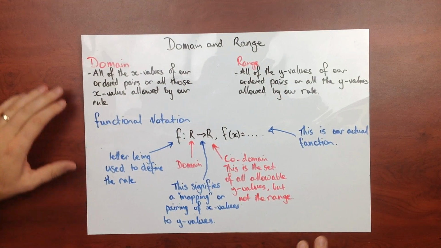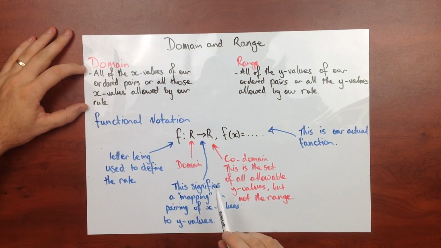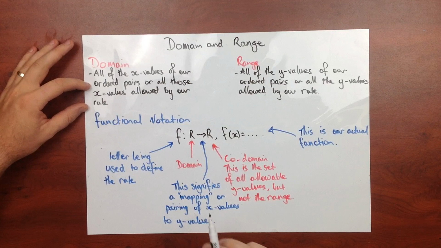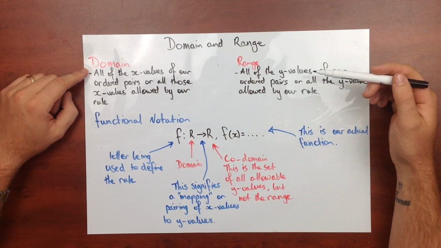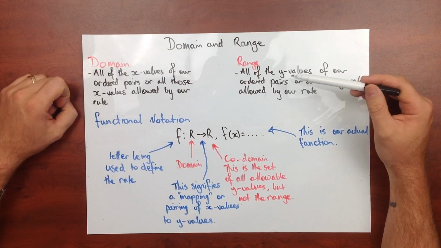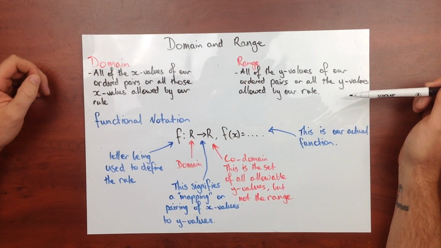Okay. So, domain and range. So the domain is all the x values of our ordered pairs, or all the x values allowed by our rule. Okay, that's where our domain is. And our range is all the y values for our ordered pairs, all the y values allowed by our rule.